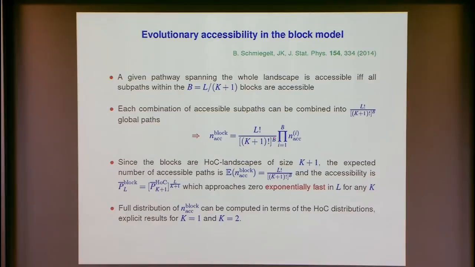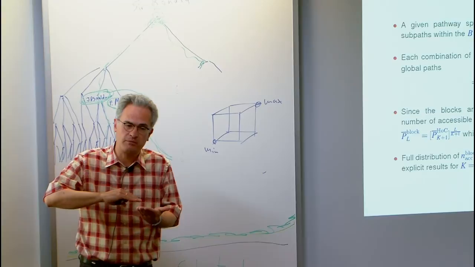And since within each block is a house of cards model, within each block fitness values are IID random variables. So if you take the expectation, here it is 1, and you find that the expected number of paths is this quantity, which is very quickly increasing for any k which is not equal to L minus 1. So as soon as the landscape is not completely random, the expected number of paths will be very large.